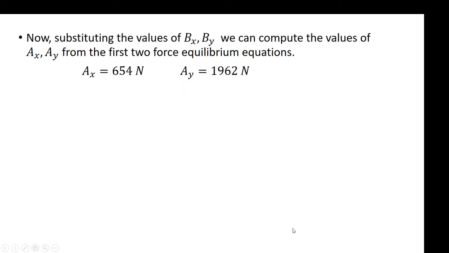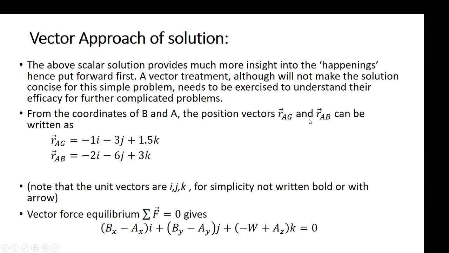So I can now substitute back the values of Bx and By into the first two equations, and I can get the values of Ax and Ay. So these are the values. So my problem is solved, but let us look at whether I can have a vector treatment of this, because I have learned that, and very conveniently I can locate the vector.